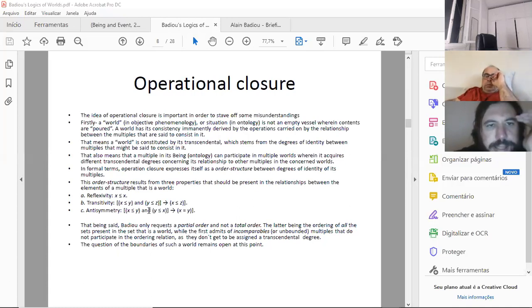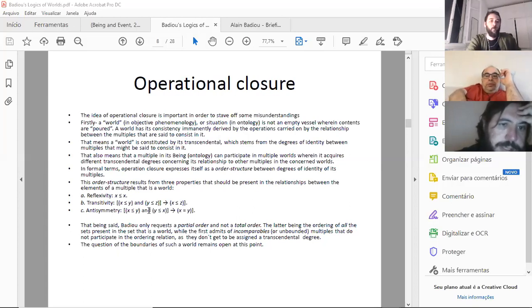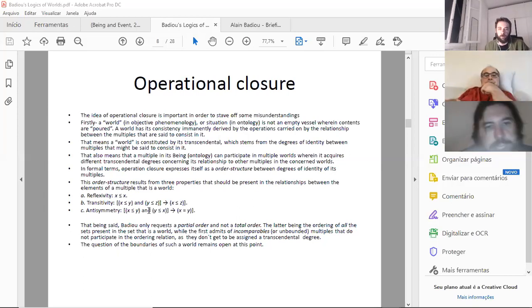Let's read off this page, because most of this I took from his text. I paraphrase it, but it is what he said. So I think we can get to the bottom of this. Operational closure results from that, right? The idea of operational closure is important in order to stave off some misunderstanding. Firstly, a world, an objective phenomenology or situation in ontology, which is interchangeable up to a point, is not an empty vessel wherein contents are poured. A world has its consistency immanently derived by the operations carried on by the relationship between the multiples that are said to consist in it.